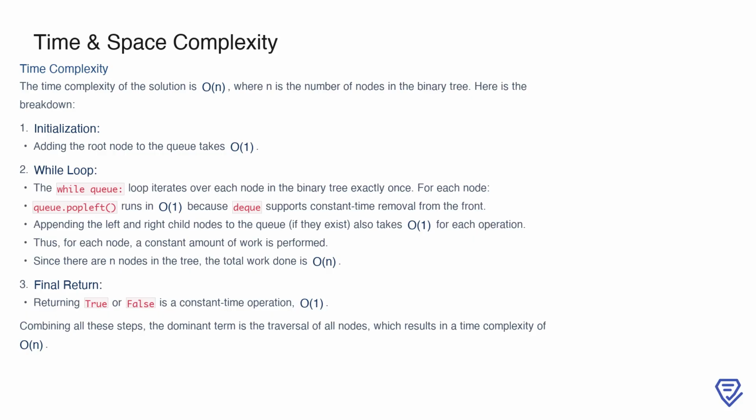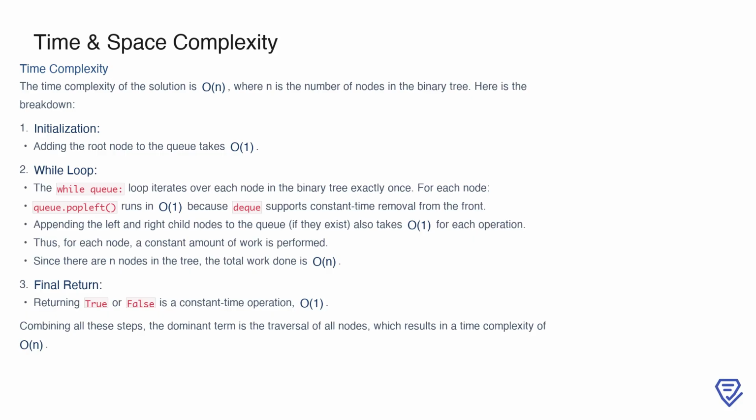Additionally, appending the left and right child nodes of the current node to the queue, if they exist, requires O(1) time for each operation. This means that for every node, we perform a constant amount of work, and since there are n nodes in the binary tree, the total time spent traversing the tree is O(n). Finally, the return operation at the end of the algorithm, which simply returns either true or false, is a constant time operation, O(1).